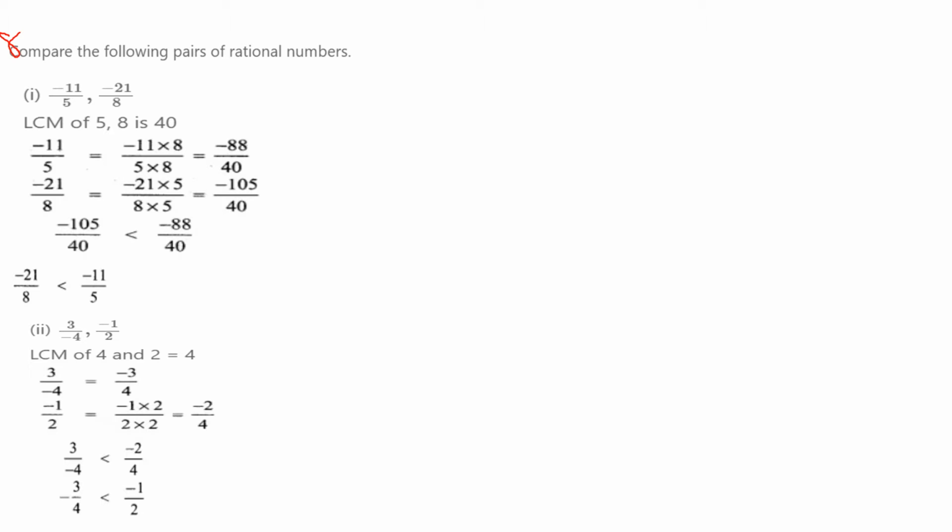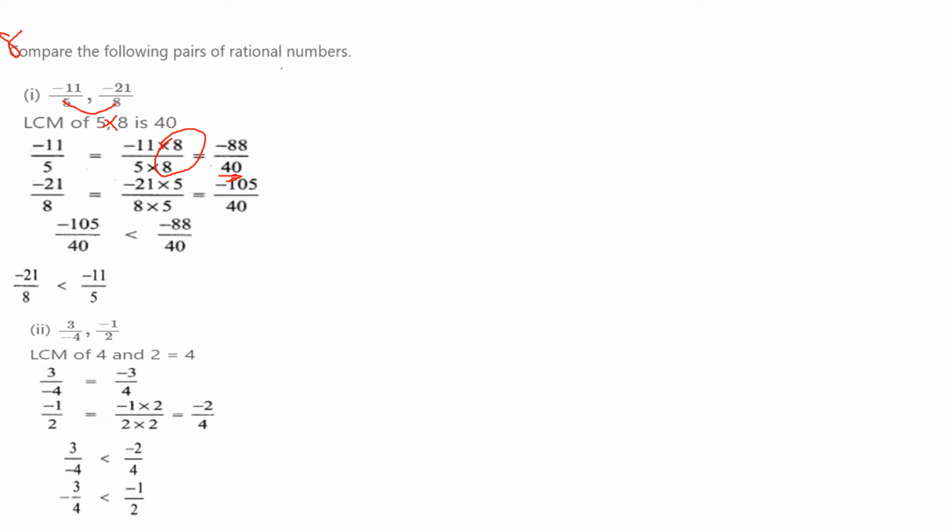Next sum. Compare the following pairs of rational numbers. Here given minus 11 by 5 comma minus 21 by 8. Here denominators are different. 5 is not divisible by 8, so you can directly multiply the denominators. 5 into 8 is 40. So minus 11 by 5, we need the product 40, so we can multiply numerator and denominator by 8. So we get minus 88 by 40.